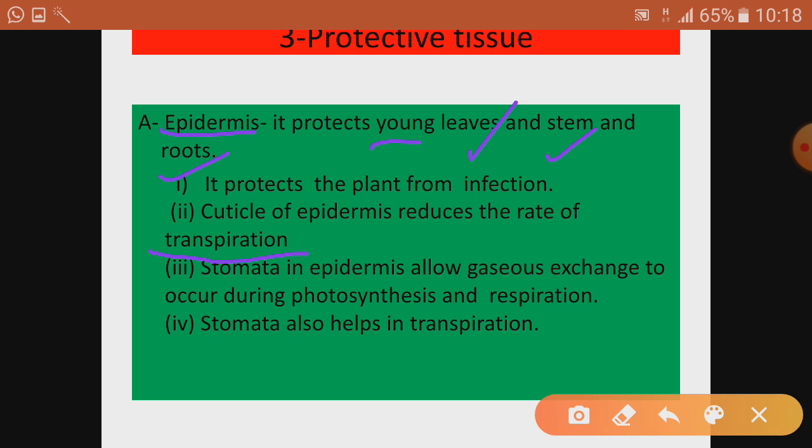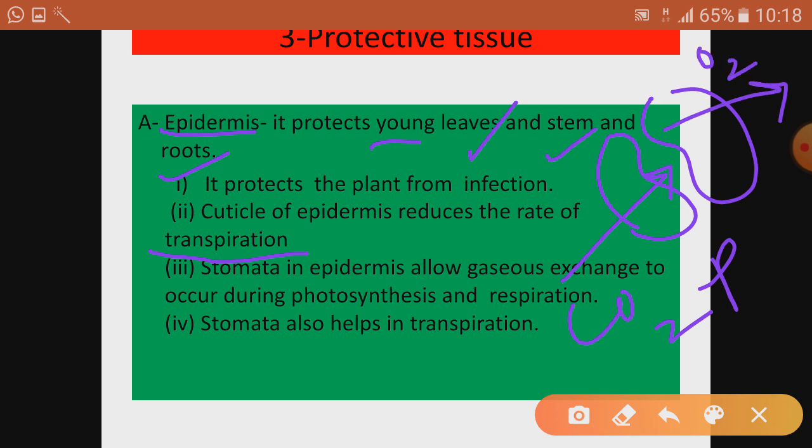Stomata allow gaseous exchange, which happens during photosynthesis and respiration. For example, this is a stomata. During photosynthesis, which gas gets inside? That is carbon dioxide, and which gas comes outside? That is oxygen, the life giving part of the air. So this happens during photosynthesis.